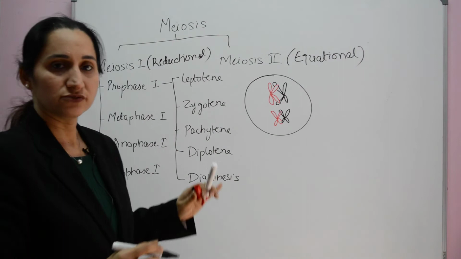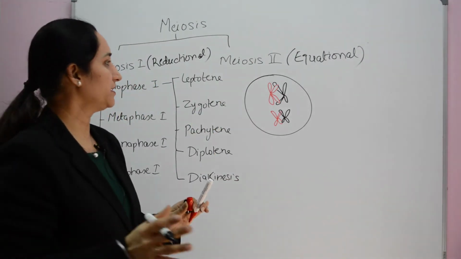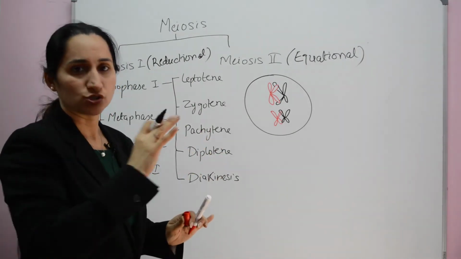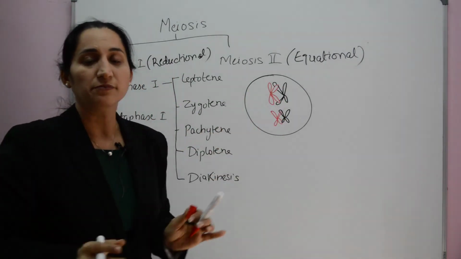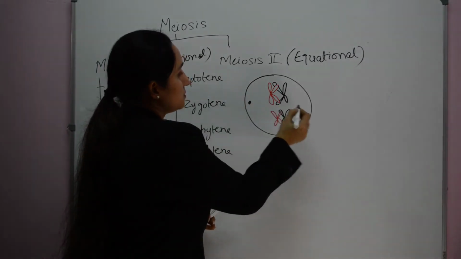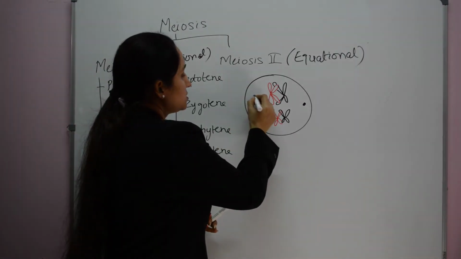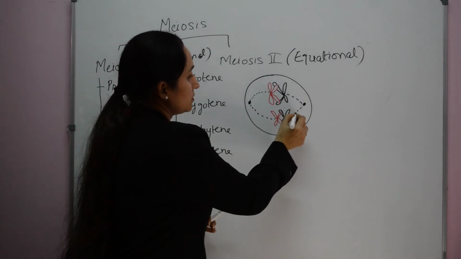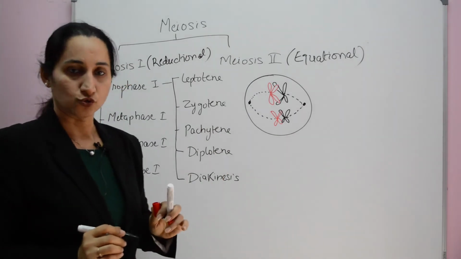Simultaneously, in prophase one, we know that the nuclear membrane disappears. All these things are already explained in mitosis, so if you have any doubt, you can watch that video. In prophase one, the nuclear membrane disappears, and the spindle starts forming, right? These microtubules start attaching to the chromosomes at the centromere.